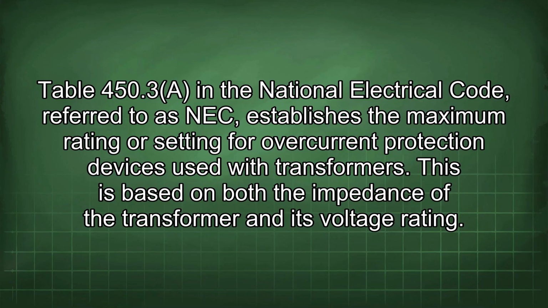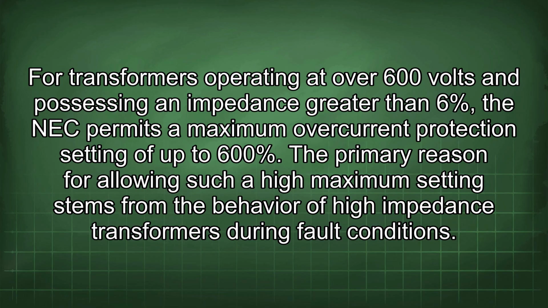Table 450.3 in the National Electrical Code, referred to as NEC, establishes the maximum rating or setting for overcurrent protection devices used with transformers. This is based on both the impedance of the transformer and its voltage rating. For transformers operating at over 600 volts and possessing an impedance greater than 6%, the NEC permits a maximum overcurrent protection setting of up to 600%.